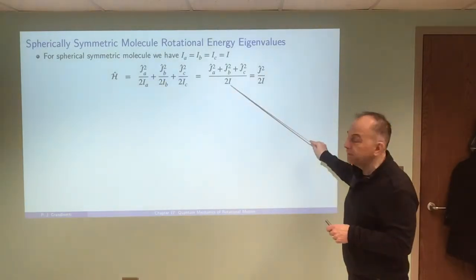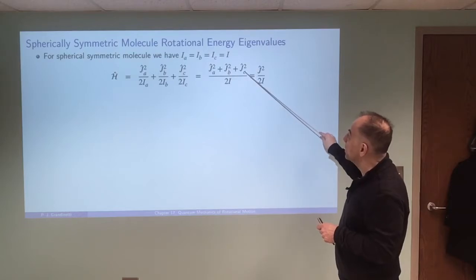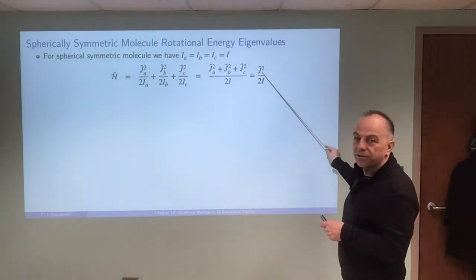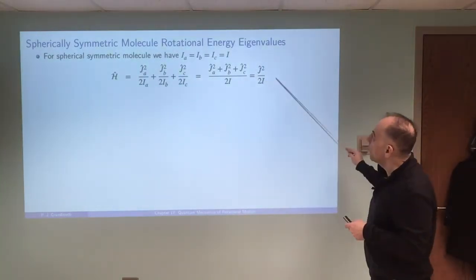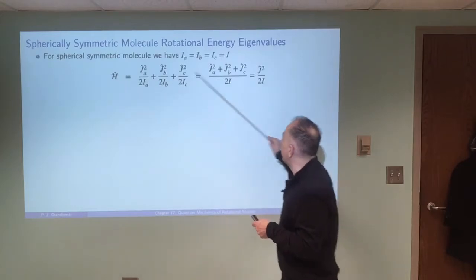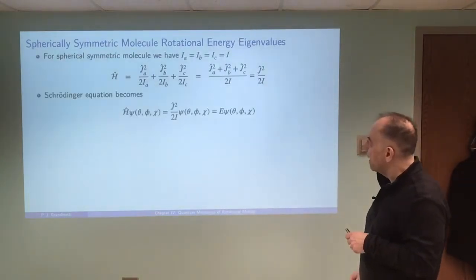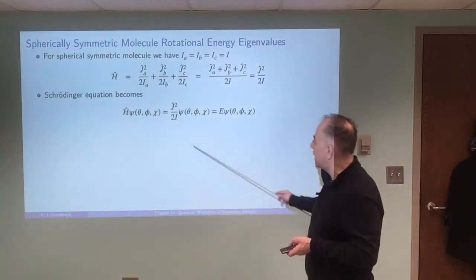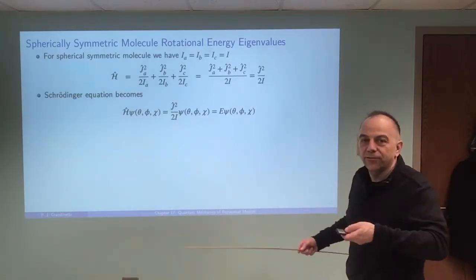to this expression. But then we recognize JA squared plus JB squared plus JC squared is just equal to the total angular momentum vector quantity squared. So that's just this operator. So it comes down to the Hamiltonian being this very simple form right here. And of course, when you put it into the Schrodinger equation, H psi equals E psi, then we get this simple expression right here for the differential equation.